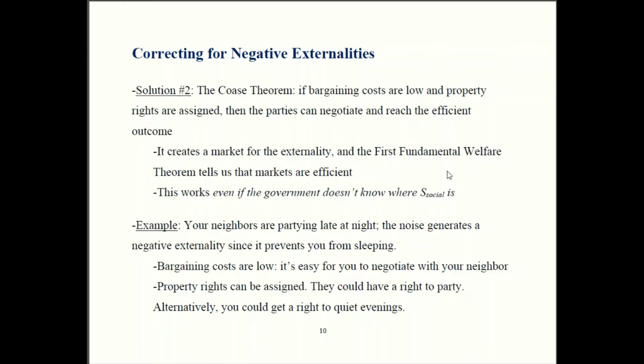So the Coase theorem is very simple. It says we need a market for every good. We don't have a market for pollution, so let's create a market for pollution. That way we get efficiency again. Now, one big benefit to the Coase theorem is that this can still apply even if the government doesn't know where the social supply curve is.